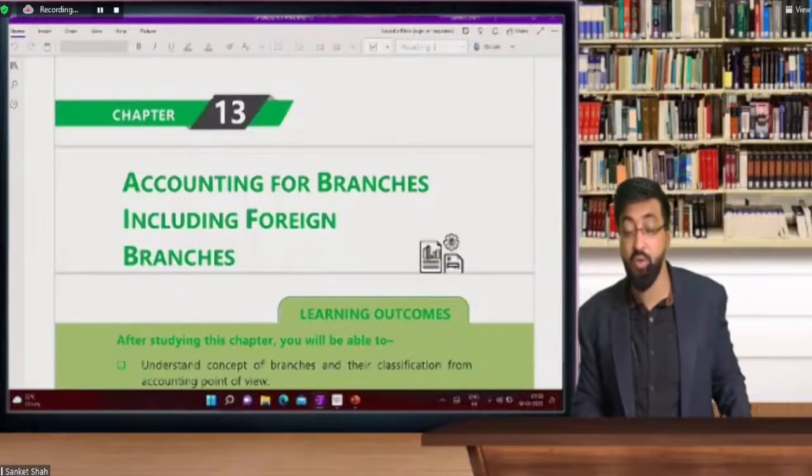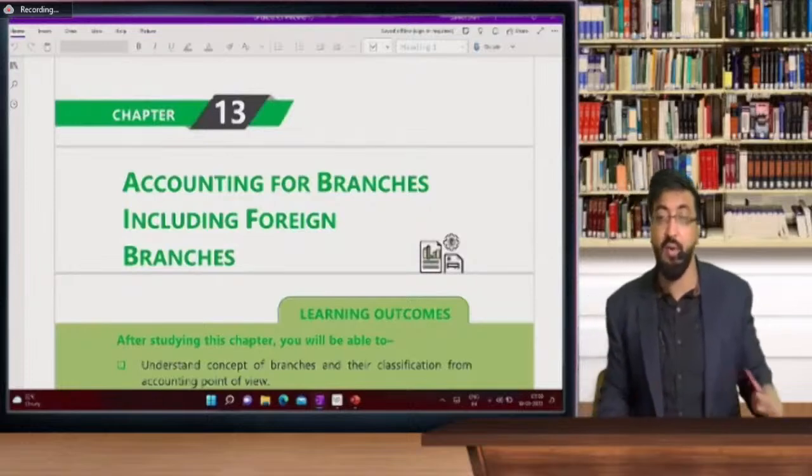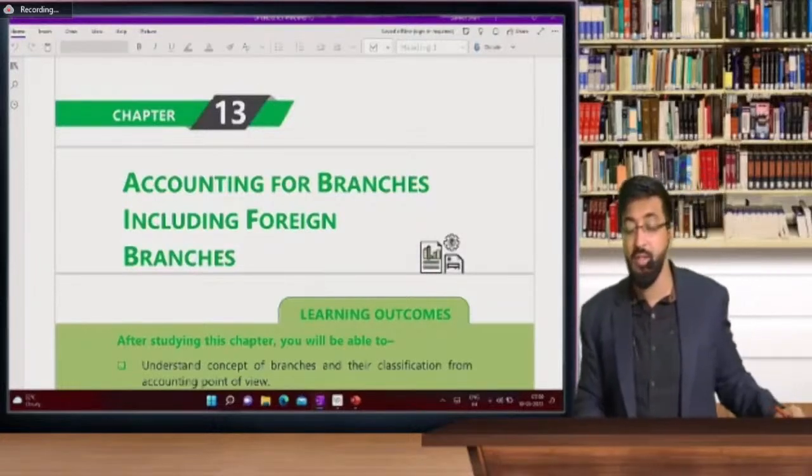Why? Because today we are going to start with independent branch. So before starting independent branch, we are first revising our dependent branch. As you are aware, our basic traditional rules of accounts. Yes, every time you have to start with basic traditional rules of accounts.